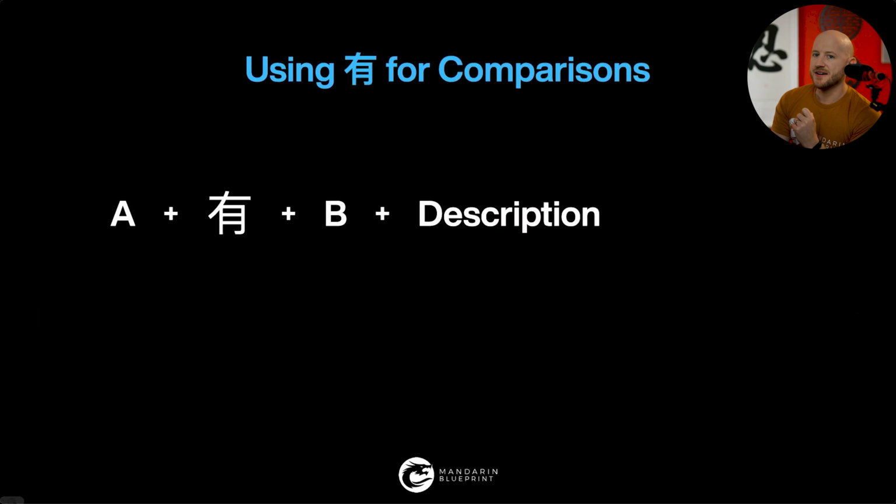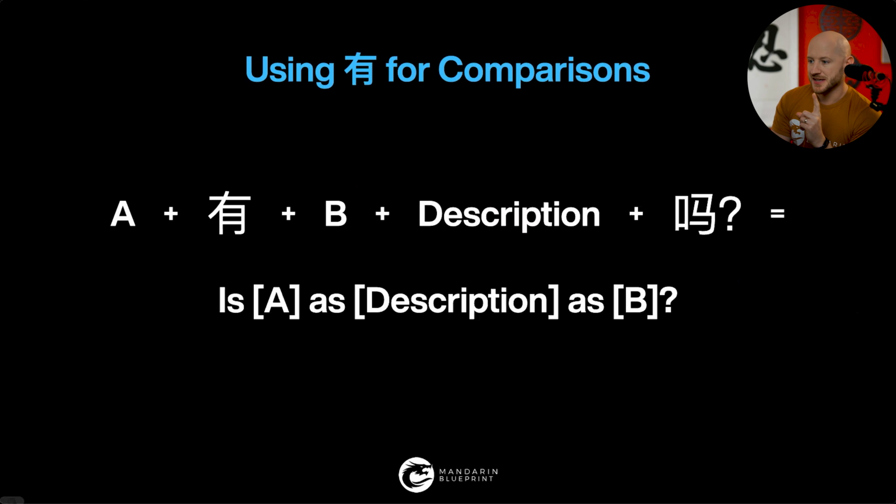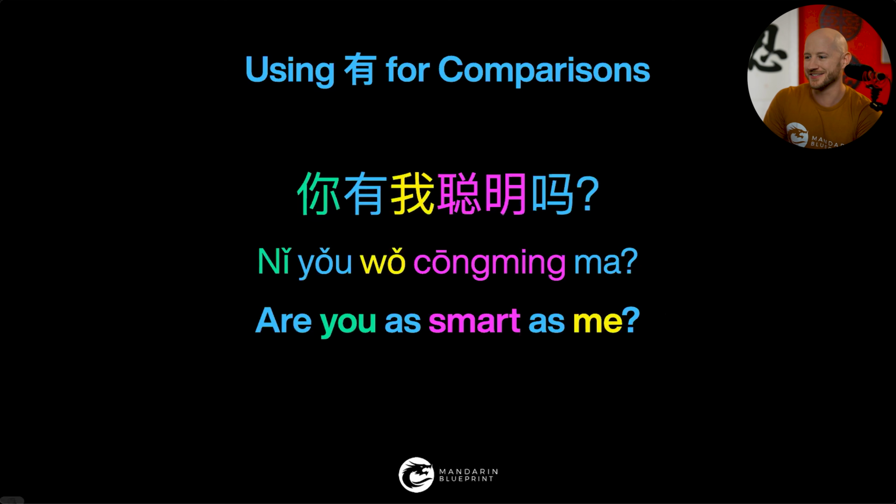Now, if we have A plus 有 plus B plus description, and then you add 吗, this means is A as description as B? Is my cat as fat as yours? Right? Probably she is and more. I love Rick. Anyway, so here's a good funny one.